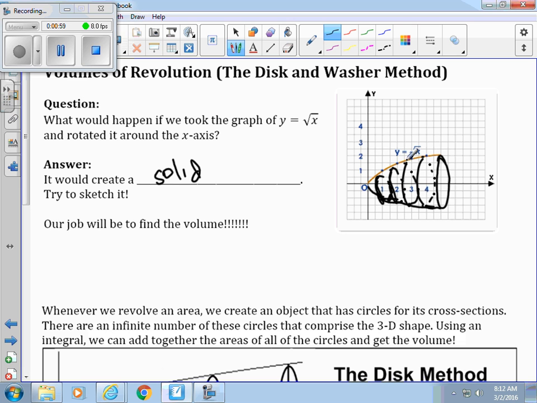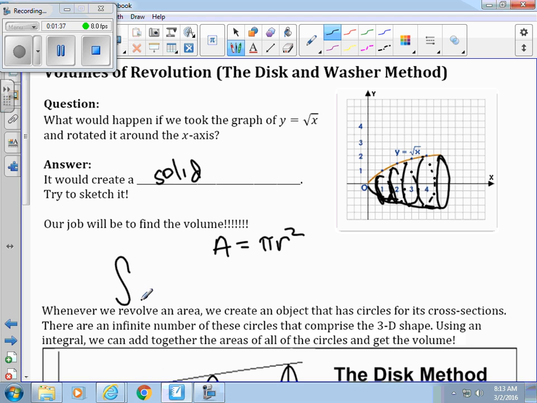Question: what would a cross section of that be? A circle? We would agree the cross section is a circle. Should we be able to do the exact same thing we did yesterday? Add up all the areas of the circles. What is the equation for a circle? The area of a circle is pi r squared. This is not a semicircle, is it? It's an actual circle.